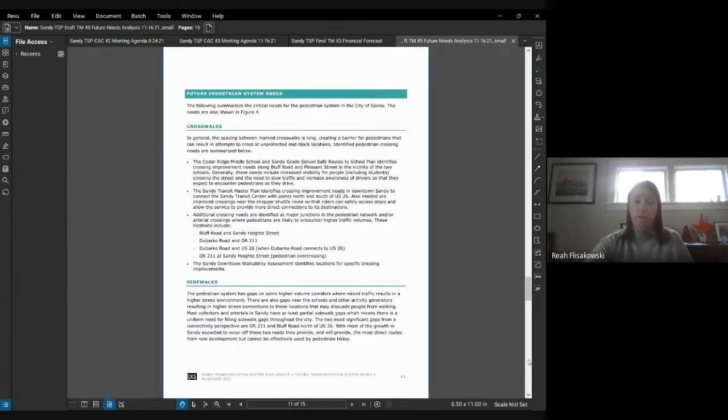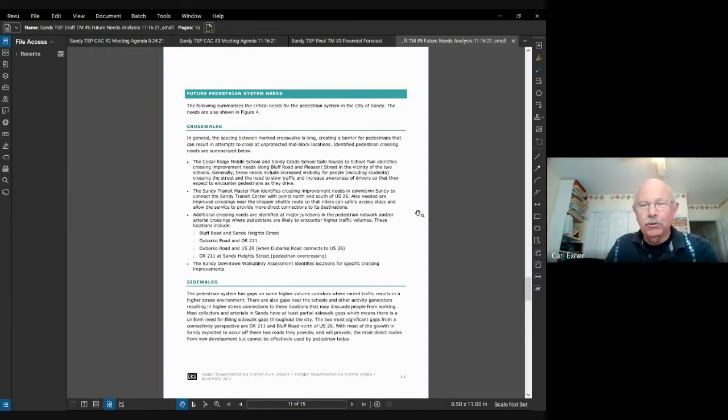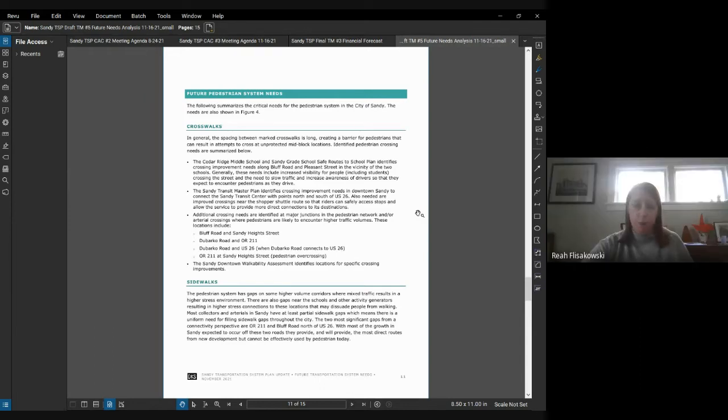And speaking of, okay, so I'm going to move on to pedestrian needs. We looked at crosswalks. We did review both the Cedar Ridge Middle School and Sandy Grade School Safe Routes to School plans, and they had some great crossing projects, very specific, that were available to us. So we just picked those up and incorporated them into our plan. And then also the Transit Master Plan had quite a few crossing improvements downtown by the transit center. So we wanted to make sure we incorporated those too.